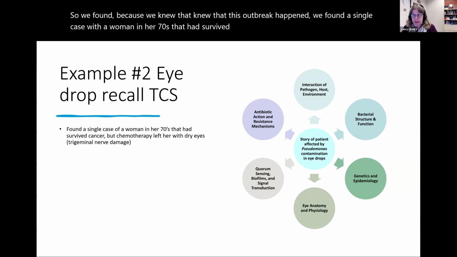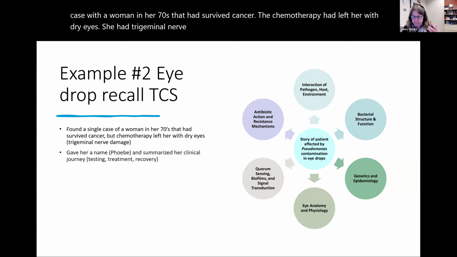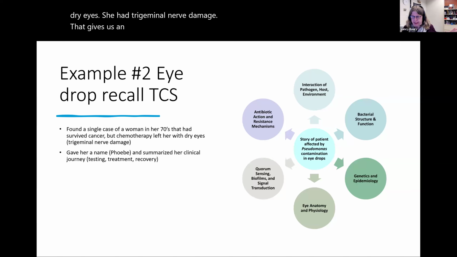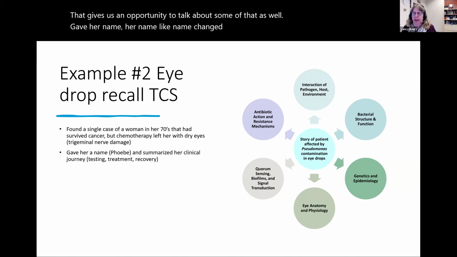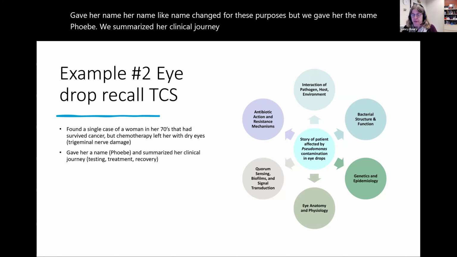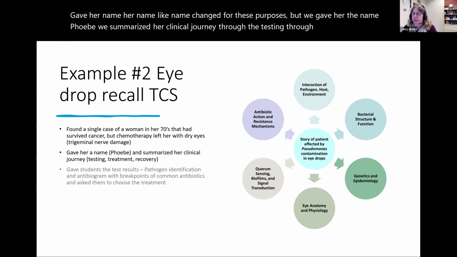The chemotherapy had left her with dry eyes. She had trigeminal nerve damage. That gives us an opportunity to talk about some of that as well. We gave her a name, changed for these purposes: Phoebe. We summarized her clinical journey through the testing, through the treatment, and her recovery.